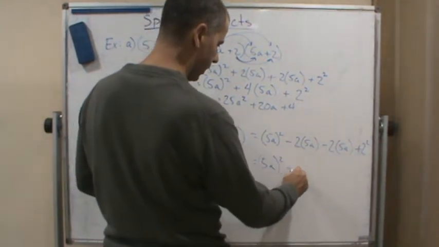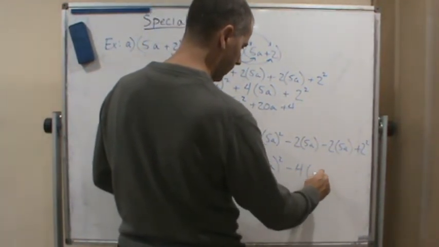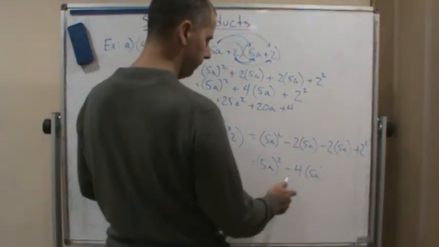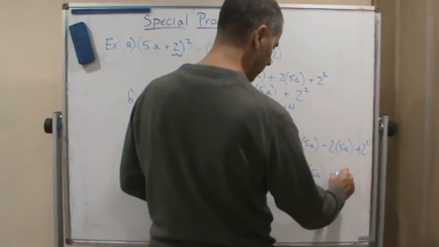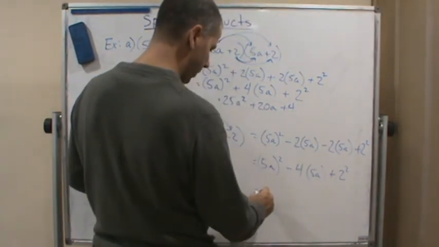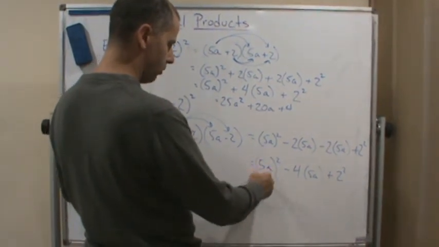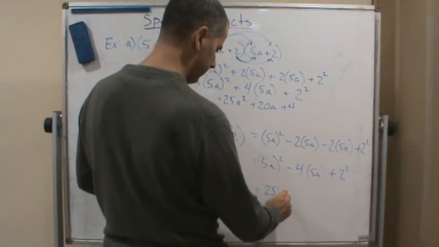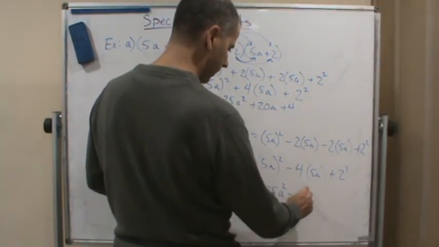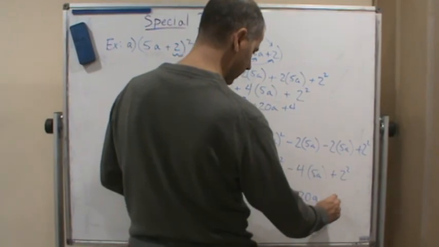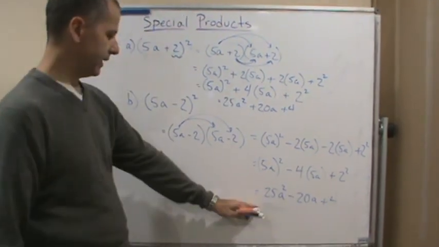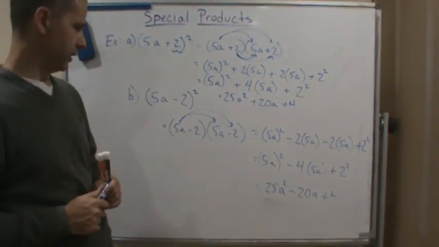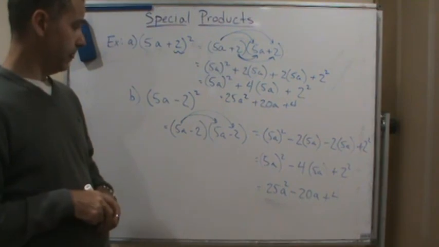I get 5a quantity squared minus 4 times 5a. So I get double, right? Double the product of the middle. And plus 2 squared. And of course, again, now I can use the power rule for exponents. And so I get 25 times a squared minus 20a plus 4. And notice I get the same thing, except the first operation is subtraction instead of addition. And that's it.